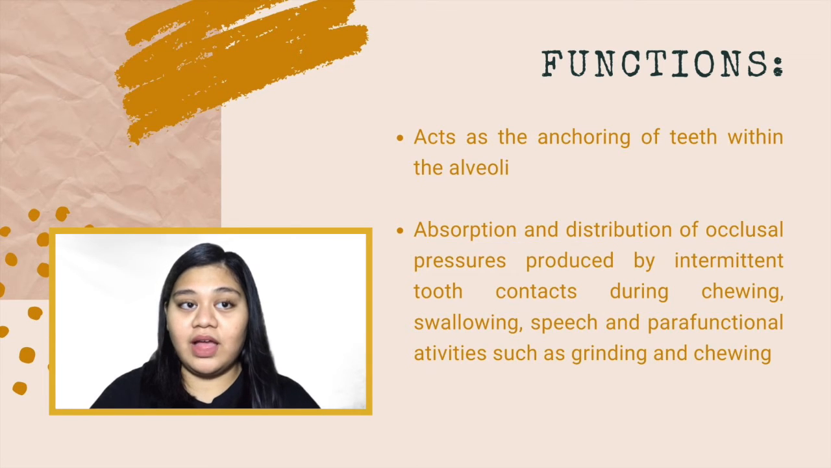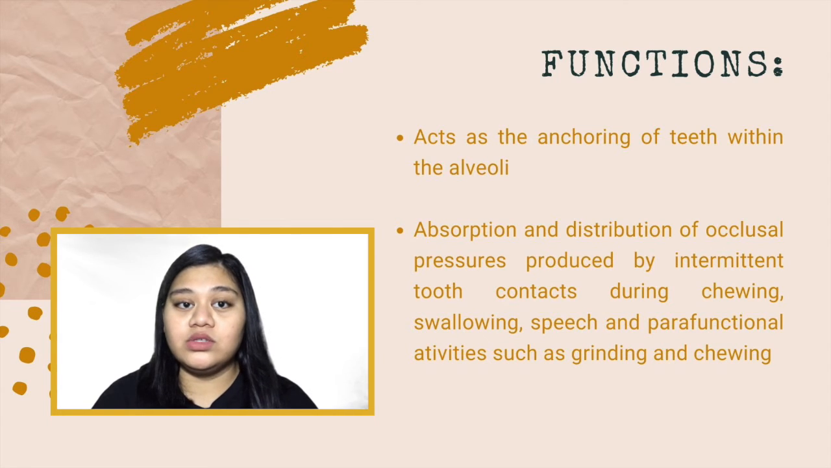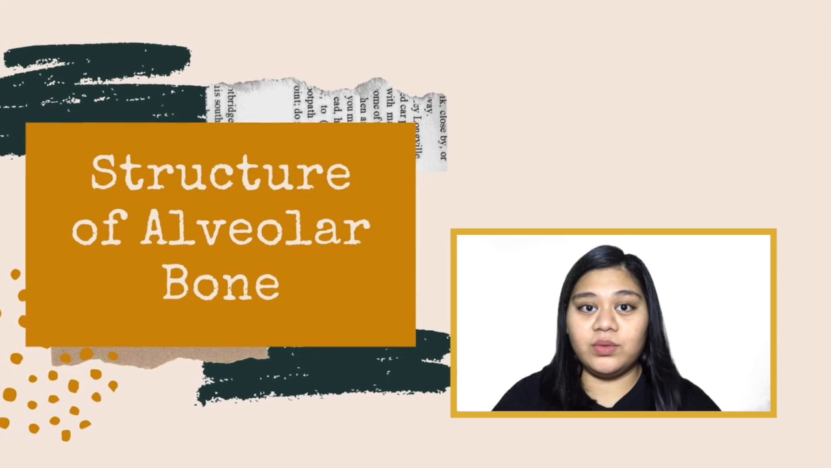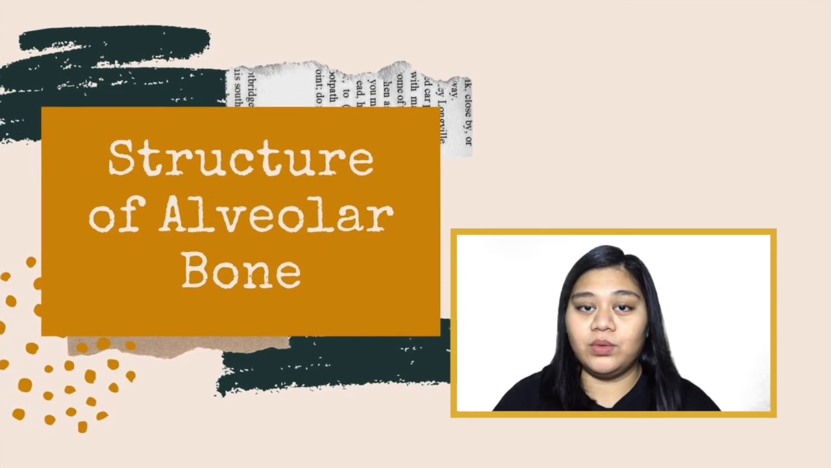The functions of the alveolar bone: it acts as the anchoring of the teeth within the alveoli. Another is the absorption and distribution of occlusal pressures produced by intermittent tooth contacts during chewing, swallowing, speech, and parafunctional activities such as grinding and clenching. Now, let us move on with the structures of the alveolar bone.